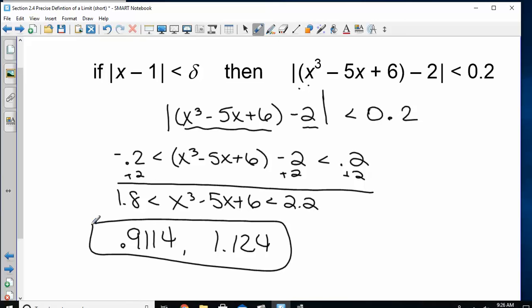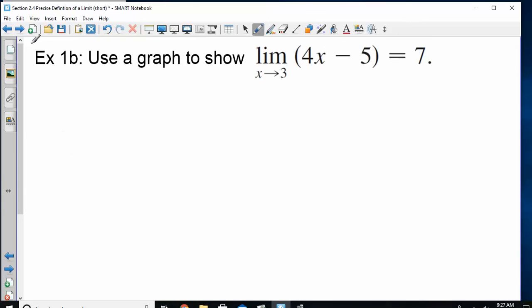All right. So we are going to spend the rest of the day just proving things using this definition. Why don't we, do you guys want to do another graph one?